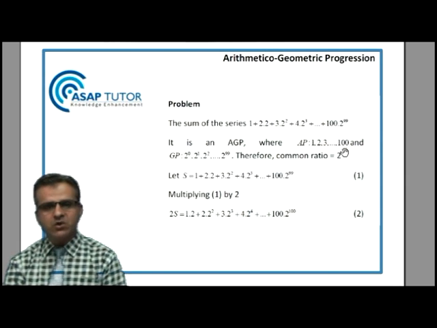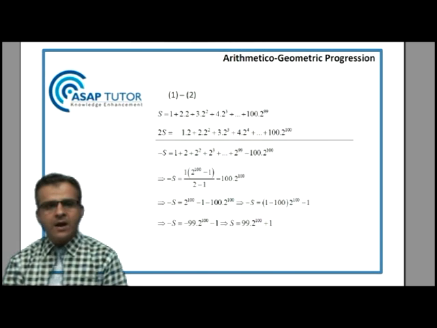Now since the common ratio we got is 2, we multiply S by 2. So we get 2S equal to 1 into 2 plus 2 into 2 square plus 3 into 2 cube plus 4 into 2 to the 4 plus so on up to 100 into 2 raised to the power 100, because 2 raised to the power 99 multiplied by 2 will be 2 raised to the power 100. Now we'll subtract.